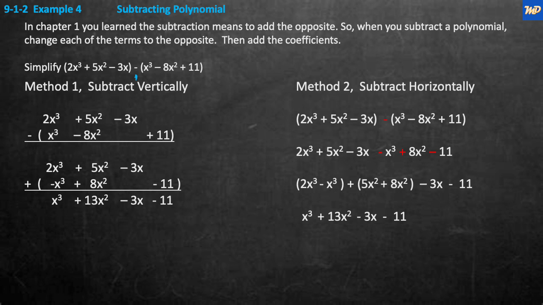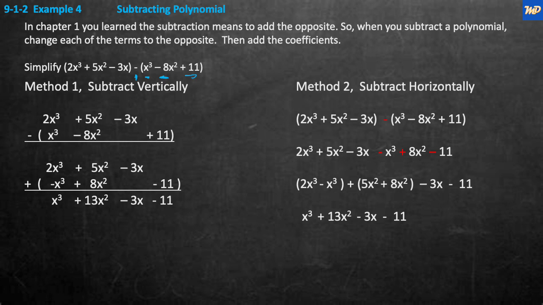Choosing method one, subtracting vertically, I lined up the original terms, which is the 2x cubed, the 5x squared, and the negative 3x in order, from left to right, highest to lowest. And then I wrote the new one beneath it, so minus, and I have parentheses now, because we're going to be dealing with this minus for all of these terms. So it's minus x cubed, and minus 8x squared, and plus 11.